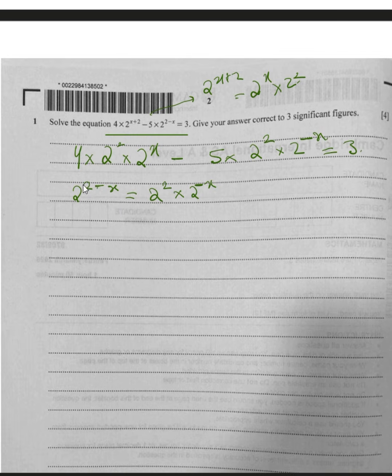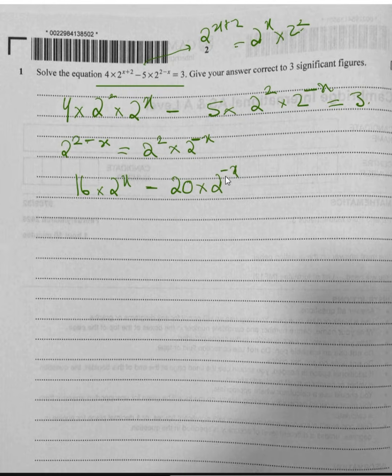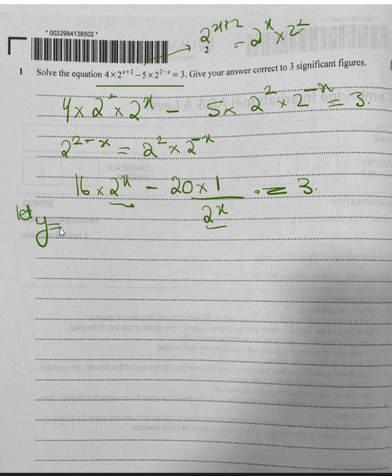So we can rewrite everything as 16 into 2 power x minus 5 fours as 20 into 2 power minus x, and we can rewrite 2 power minus x as 1 over 2 power x as well. This will be equal to 3. Now, since we have 2 power x in the denominator and the numerator as well, we can simplify. We can let y equal 2 power x to make our working much easier. So 16y minus 20 over y is equal to 3.